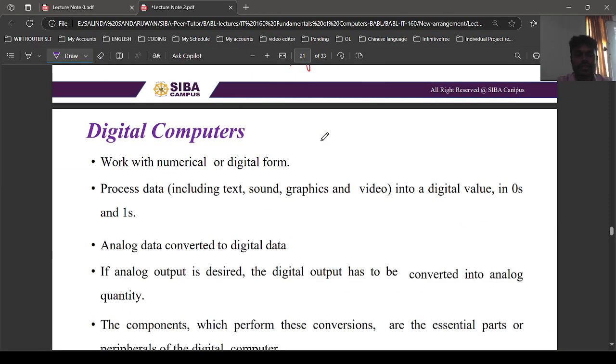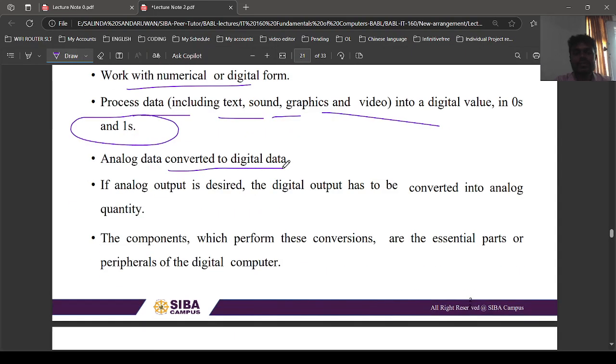Right, so let's continue. Digital computers, right? Here we have examples, and I'll give my own example. They work with numeric or digital form. They process data including text, sounds, graphics, and video into digital values in ones and zeros. Analog data is converted to digital data. So now through this microphone I am speaking. It will detect it, amplify it, and turn it into a digital signal. That's how things are recorded here in the software. Otherwise, there is no way of holding my voice.